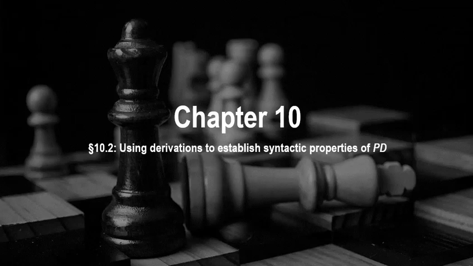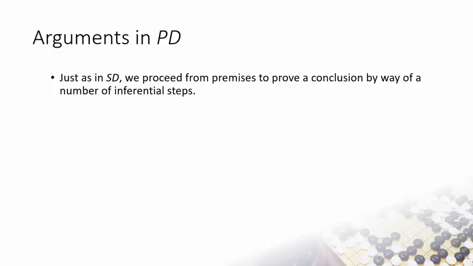For section 10.2, what we have primarily is an enjoinder to practice, because a lot of the concepts here are going to be the same kinds of things that we talked about before. Arguments, for example, are exactly as they were in SD. So we move from premises to conclusion by way of inferential steps. Each of those steps is numbered. They have justifications that we're going to list out to the right, just like we did before.